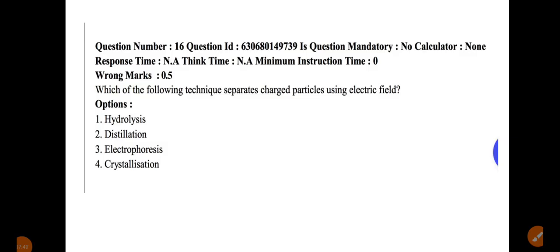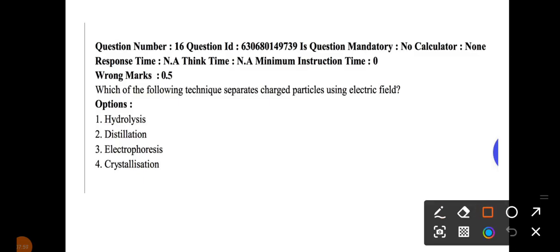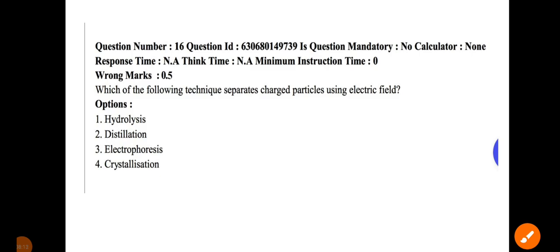So the next one: which of the following techniques separates charged particles using the electric field? So we have just seen, right? What is the answer over here? That is electrophoresis, right? So these are the simple questions from biochemistry, and some from all the subjects, right?